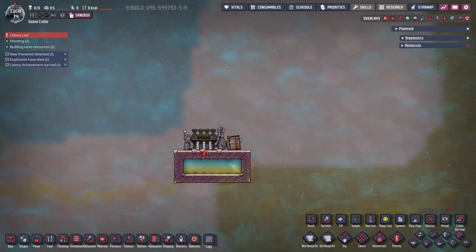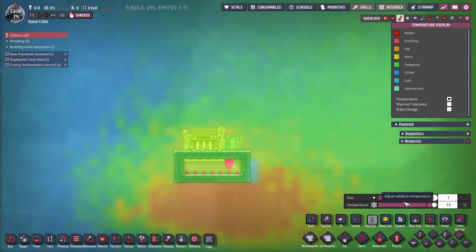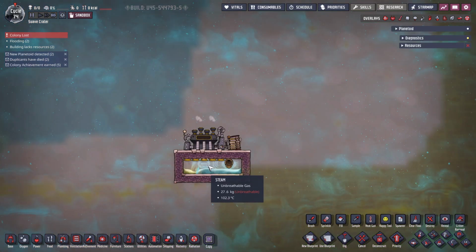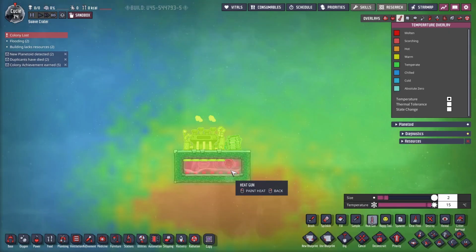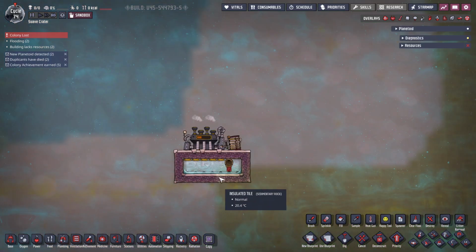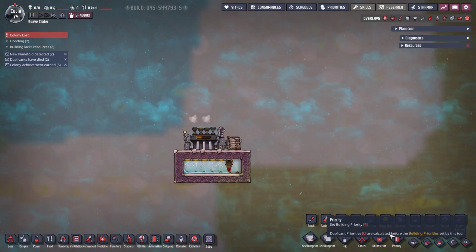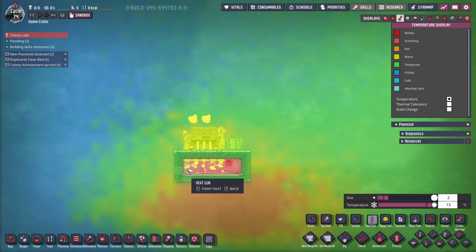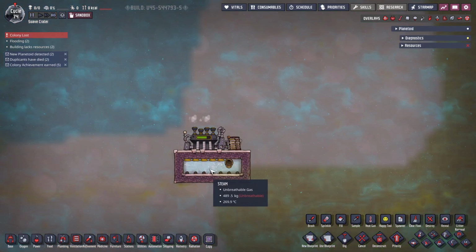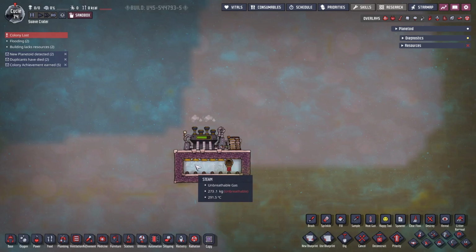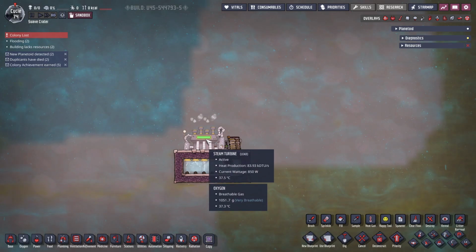In order to see that, I will heat the water here. And we can see that it turns into steam. So if I heat it a bit more, we'll see the other water is going to turn into steam as well. And now we only have steam in our room. And we can see that the steam turbine is consuming that steam and is producing electricity, producing energy.